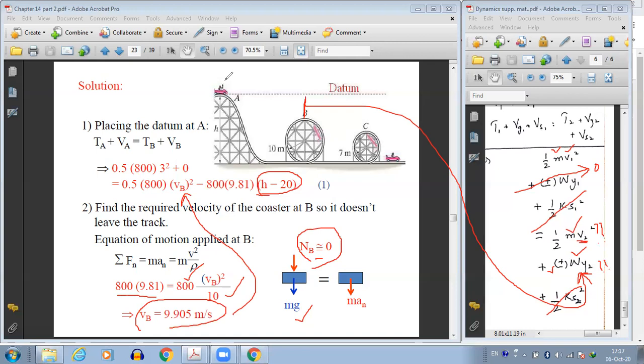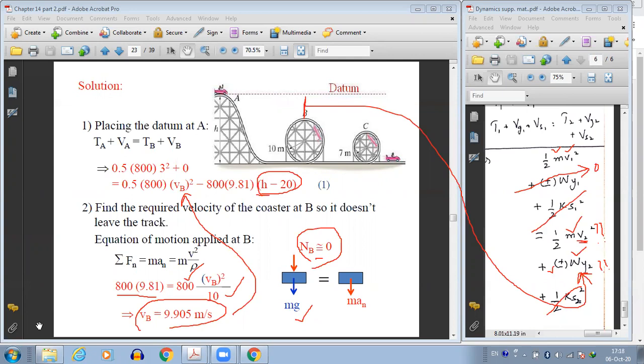Before moving forward, do you understand the concept of the problem so far? Is there anything which is not clear? The problem statement is not easy. If I were the student myself, it wouldn't be easy for me to understand that at B, the normal force is 0. This is what is written in the question.